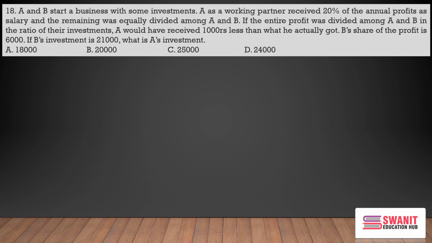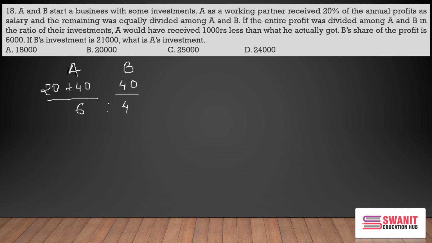Now this is a lengthy question, but let's see how quickly can we solve this question. So A and B. Now A received 20% of the annual profits, and the remaining was divided equally between A and B. So remaining is 80%. 80% equally divided means he should be getting 40% and he should be getting 40%. So this is actually 60 and 40. So the ratio in which they got the profits is 6:4.